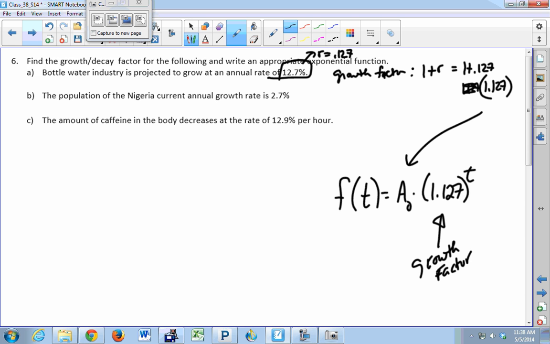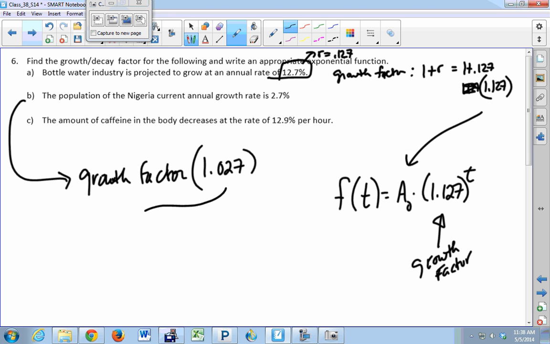The population of Nigeria is currently growing at 2.7% a year. That doesn't sound like a lot, but the US is under 1%. So how would we write the growth factor? What would the growth factor be? Someone want to help me with this one? Cooper? 1.027.